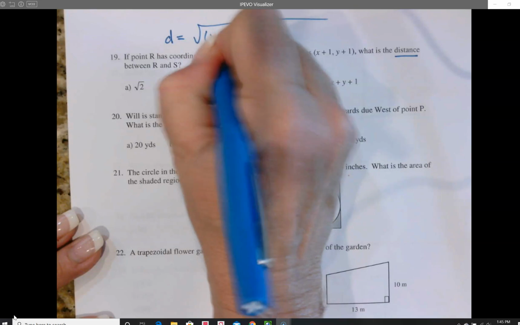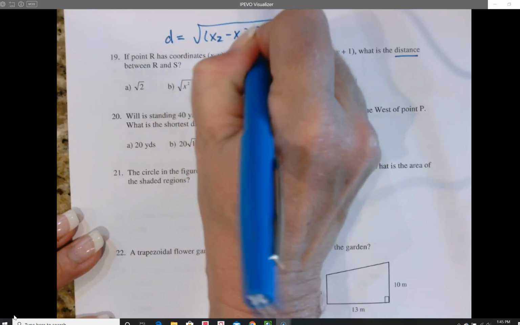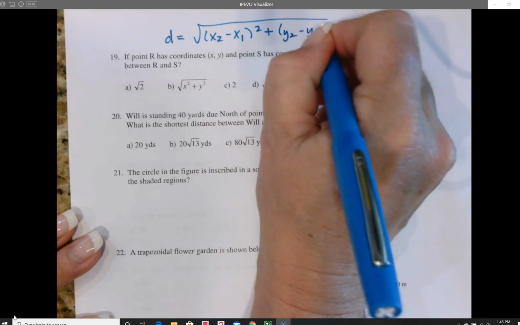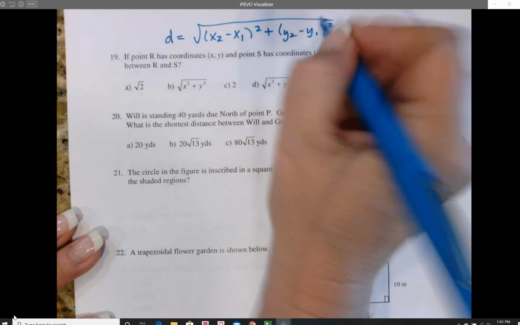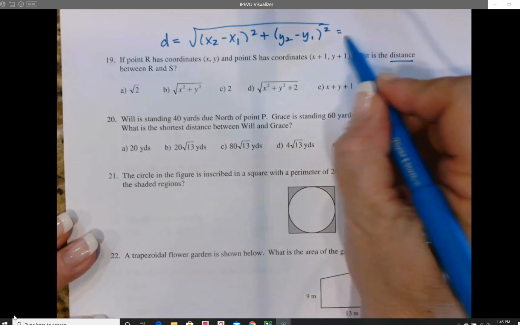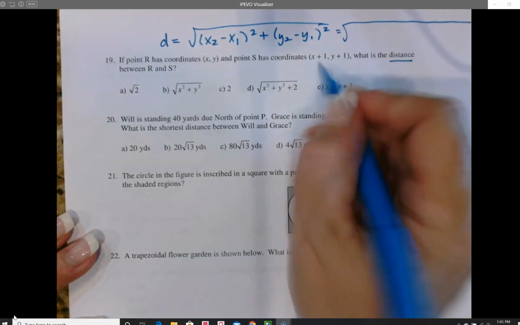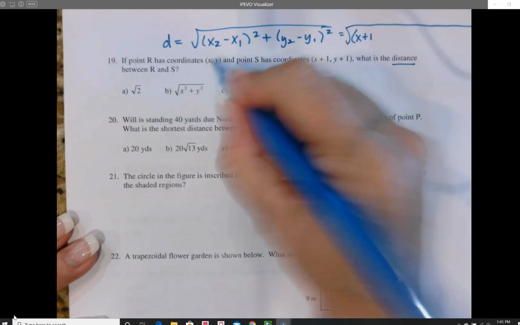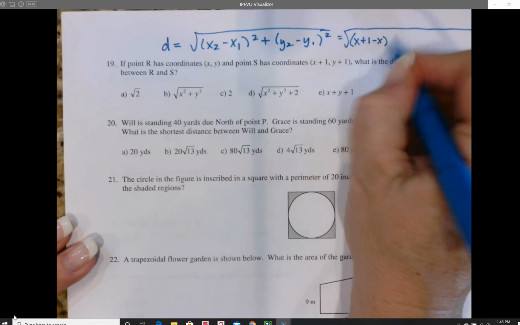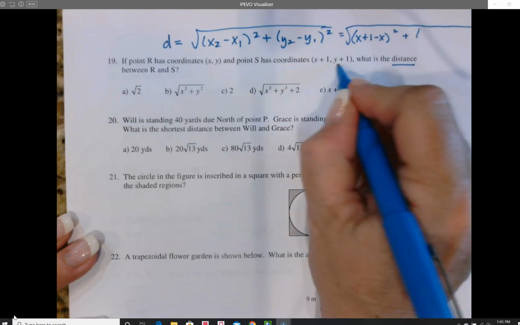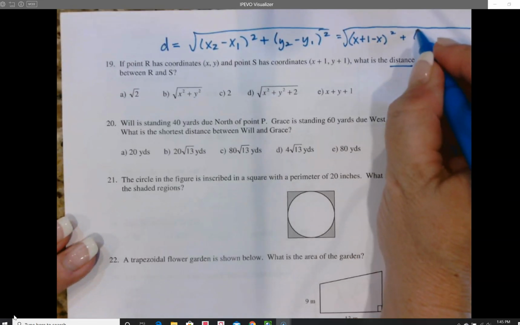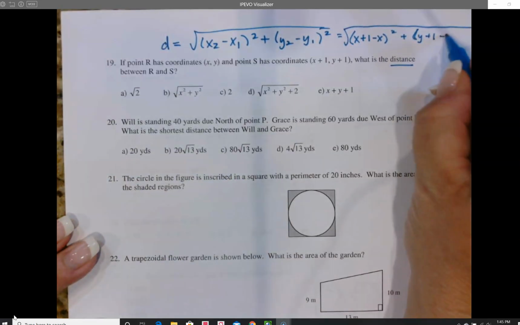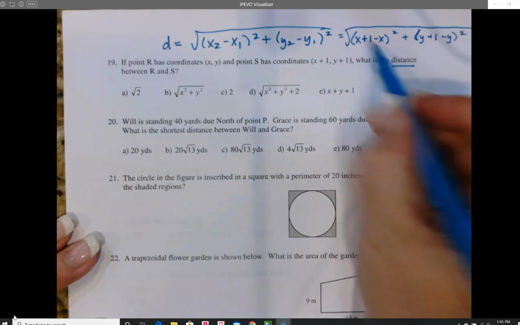So we're going to take x2 minus x1 and square it, and then y2 minus y1 and square it, and all of that is under the square root. So it's just a little strange here because our x2 is really x plus 1. x2 minus x1. And then I'm going to take my y2, which is y plus 1, and subtract my y1.